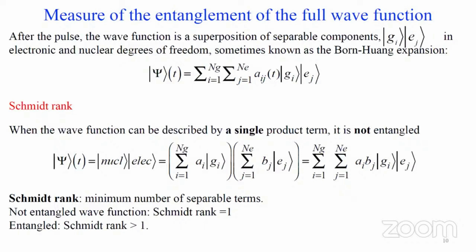So at the end of the pulse, we have a Born-Huang expansion of the wave function. So we have a superposition of a very large number of separable components to describe the wave function. If we had only one term here, we would have a non-entangled wave function, and it would mean that the Schmidt rank is equal to 1, meaning that we can factorize these amplitudes into a product. One amplitude depends on the grid, and one amplitude depends on the electron. As soon as we have more than one term here to fully describe the wave function, it is entangled.